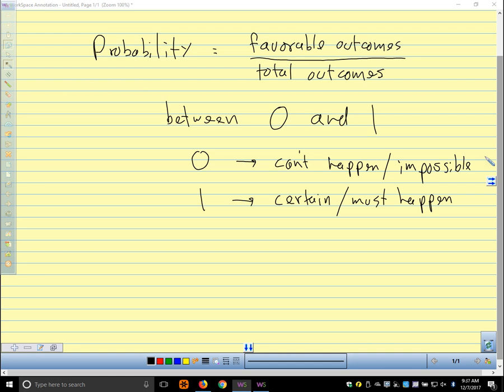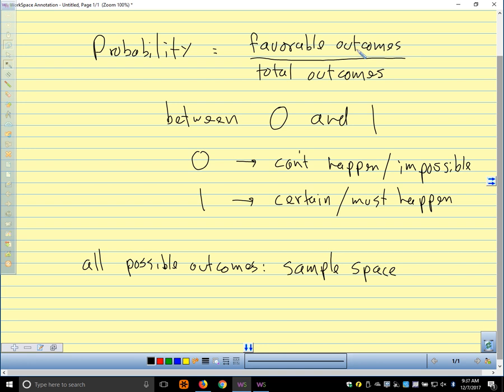And just one more piece of vocabulary. All the possible outcomes is called the sample space. So if you see that term in the homework, they're just talking about all the possible outcomes. All right, so pretty easy idea, favorable outcomes over total outcomes.